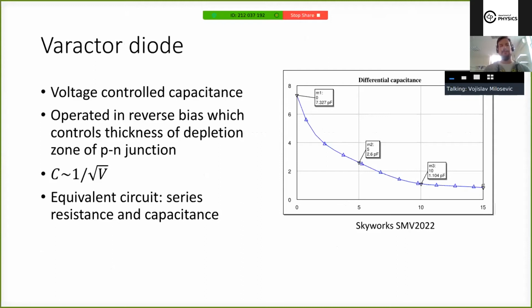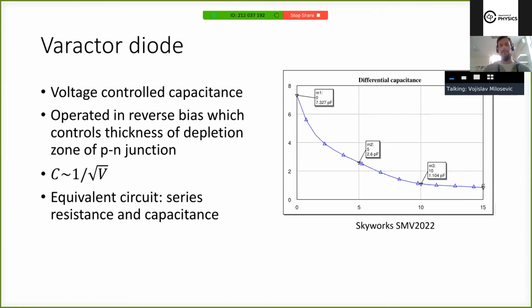Varactor diodes are actually voltage-controlled capacitances, and the basis of operation is that they are operated in reverse bias, when there is a depletion layer on the PN junction. The thickness of this layer, which is related to the capacitance, can be controlled by the voltage of the reverse bias on the diode. And generally this capacitance is inversely proportional to the square root of the voltage.